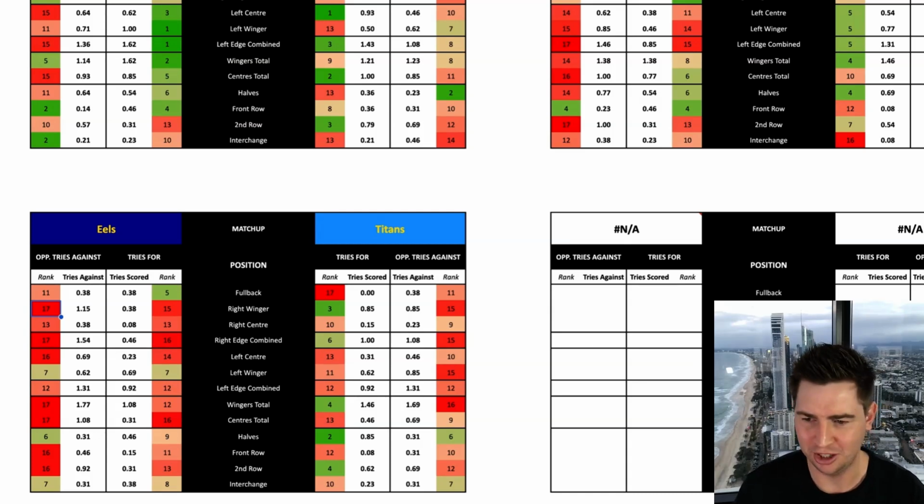Lomax missed a few conversions. I think he'll want to have a really good game for Parramatta this week and has a great matchup on that right edge. It's not as good of a matchup on the left wing for Josh Addo-Carr, but he has a really good record against the Titans, so I was somewhat interested in him.